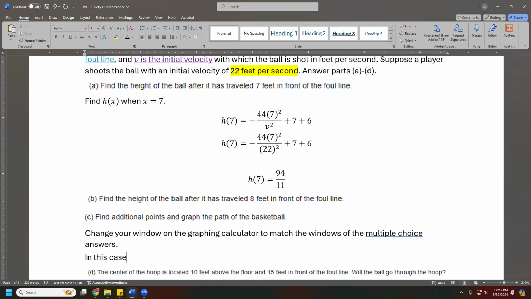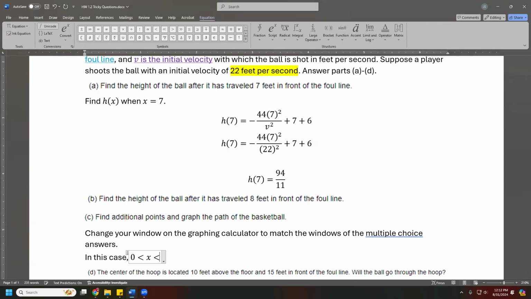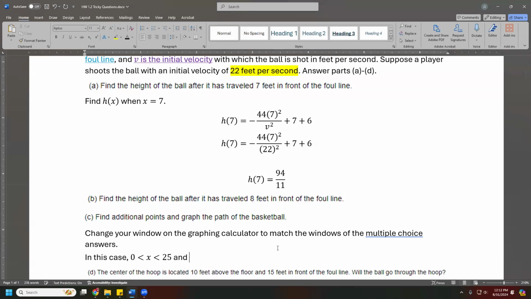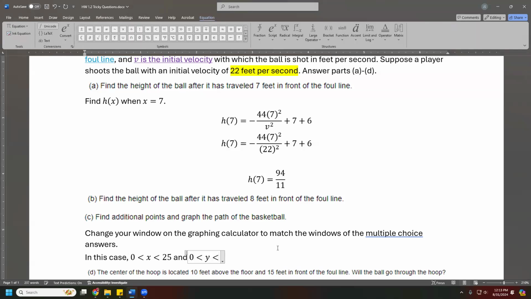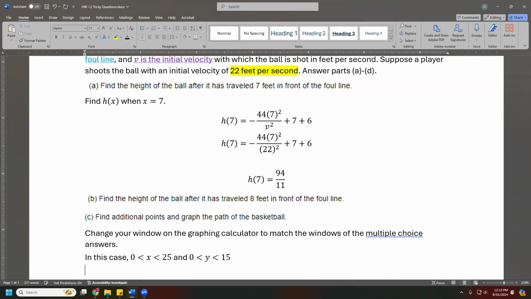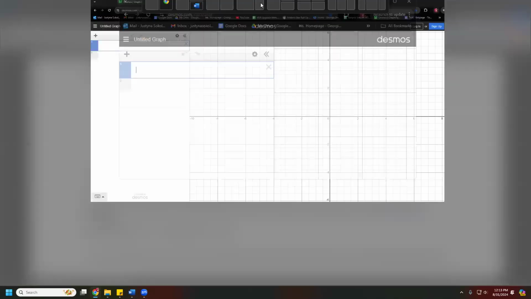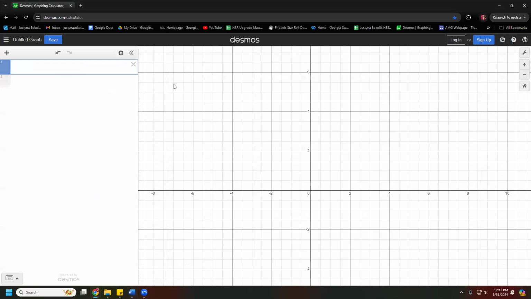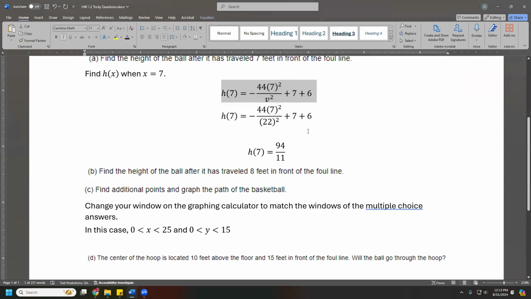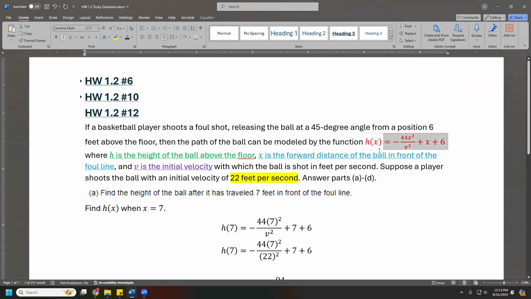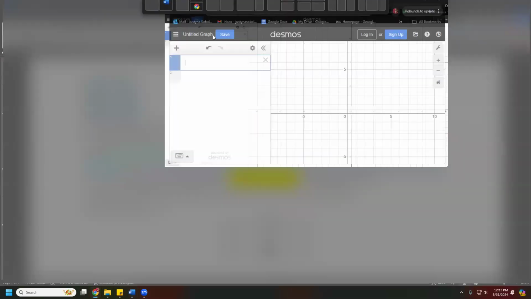In this case, x is going to go from 0 to 25, and y is going to go from 0 to 15, I believe. I might have actually flipped the 25 and the 15. I don't remember off the top of my head. But for what I'm going to do, I'm just going to use Desmos because I have the ability to stream this. I can't stream my calculator. So I'm just going to copy paste my function over here. Actually, it's better for me to copy paste this one, which is why I love Desmos so much.